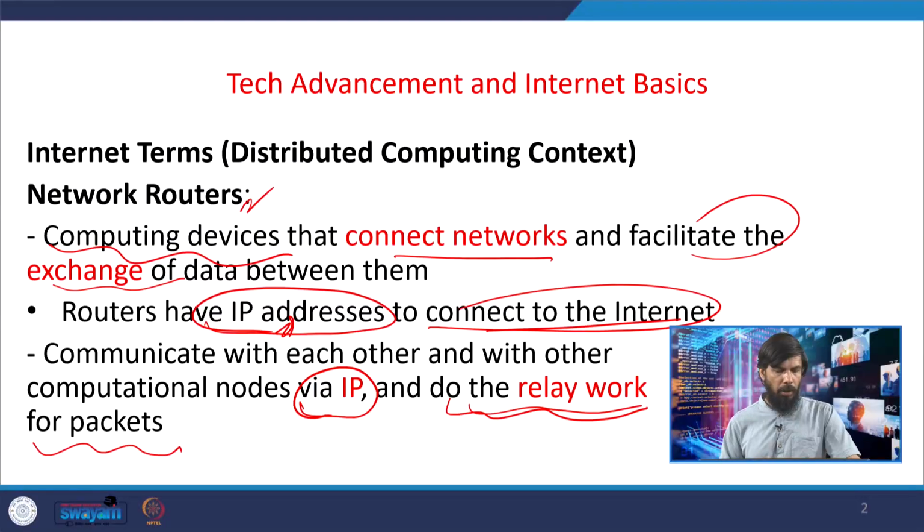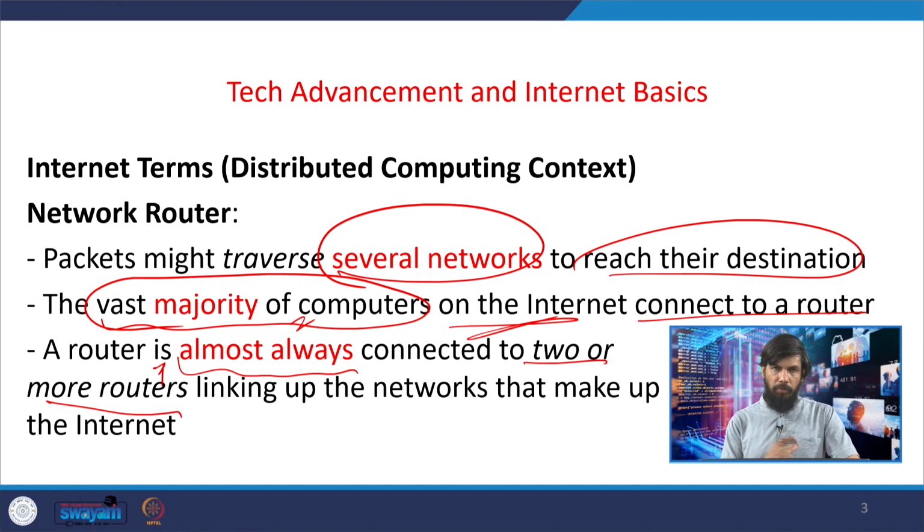We started with the role of network routers and how they connect the network and make up the internet. These routers have their own IP addresses, and therefore the communications between the routers and other computational nodes happen via IP, internet protocol, and the main role of the router is to relay the packets. When we access a website hosted by a server in the US, the packets traverse several networks across continents to reach their destination.